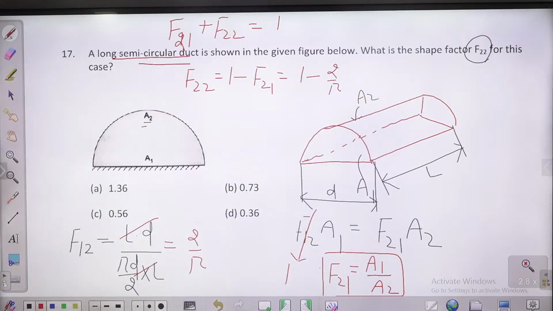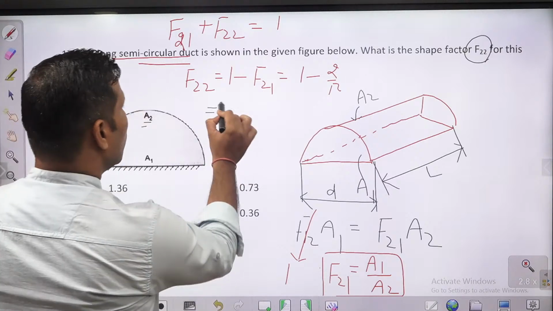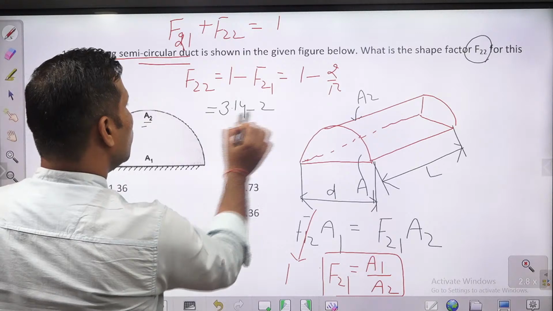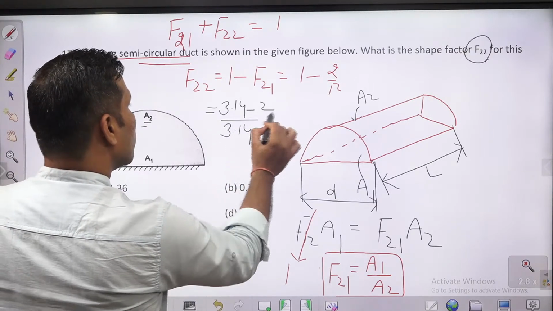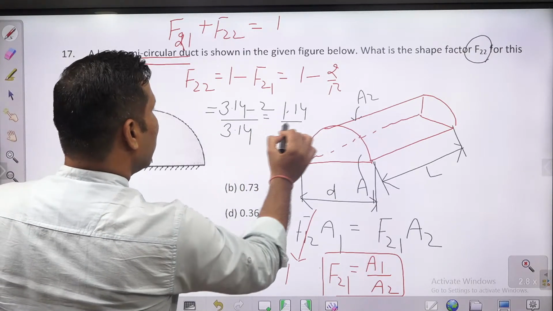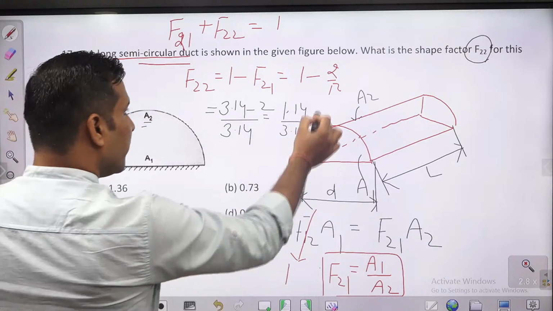तो इसको आंसर करो because we want F22. अपने को क्या चाहिए बच्चों? We want F22. So what answer are you getting, guys, through this? इसको सोल्व करके क्या आंसर आ रहा है? So pi is nothing but 3.14. So 3.14 minus 2 divided by 3.14. So this is 1.14 divided by 3.14. देखो ये रेशो कितना आ रहा है?